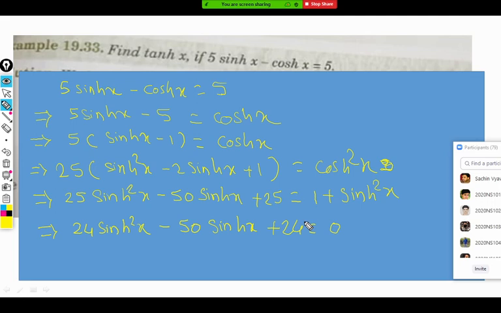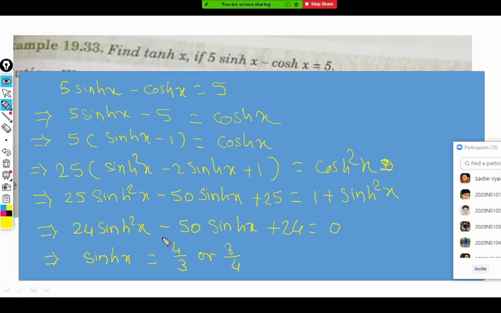Just go in the equation mode, put the coefficients of ax square plus bx plus c. A is 24, b is minus 50, c is 24, and you get the roots of sinh x. I will write it, sinh x equal to, you can use any way, either that way or use minus b plus or minus root of b square minus 4ac upon 2a. I will write both the roots here. It will come 4 by 3 or 3 by 4. I have written directly. You use your method, either calculator or factorization or that quadratic formula.